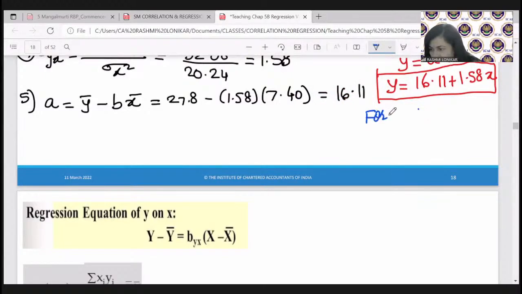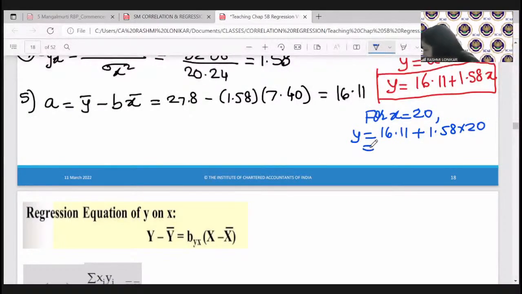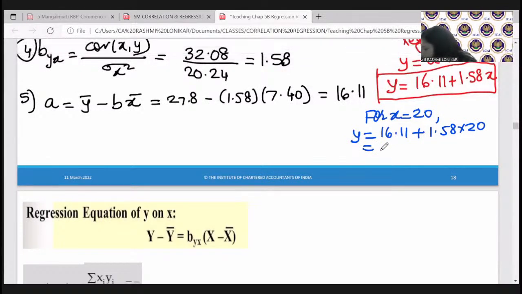Okay. So for X is equal to 20, Y is equal to 16.11 plus 1.58 into 20. How much is this? 47.71 rupees. 47.71. So if a person has an experience of 20 years, he should be paid 47 rupees per hour. Okay. So this is how you have to solve the sums.